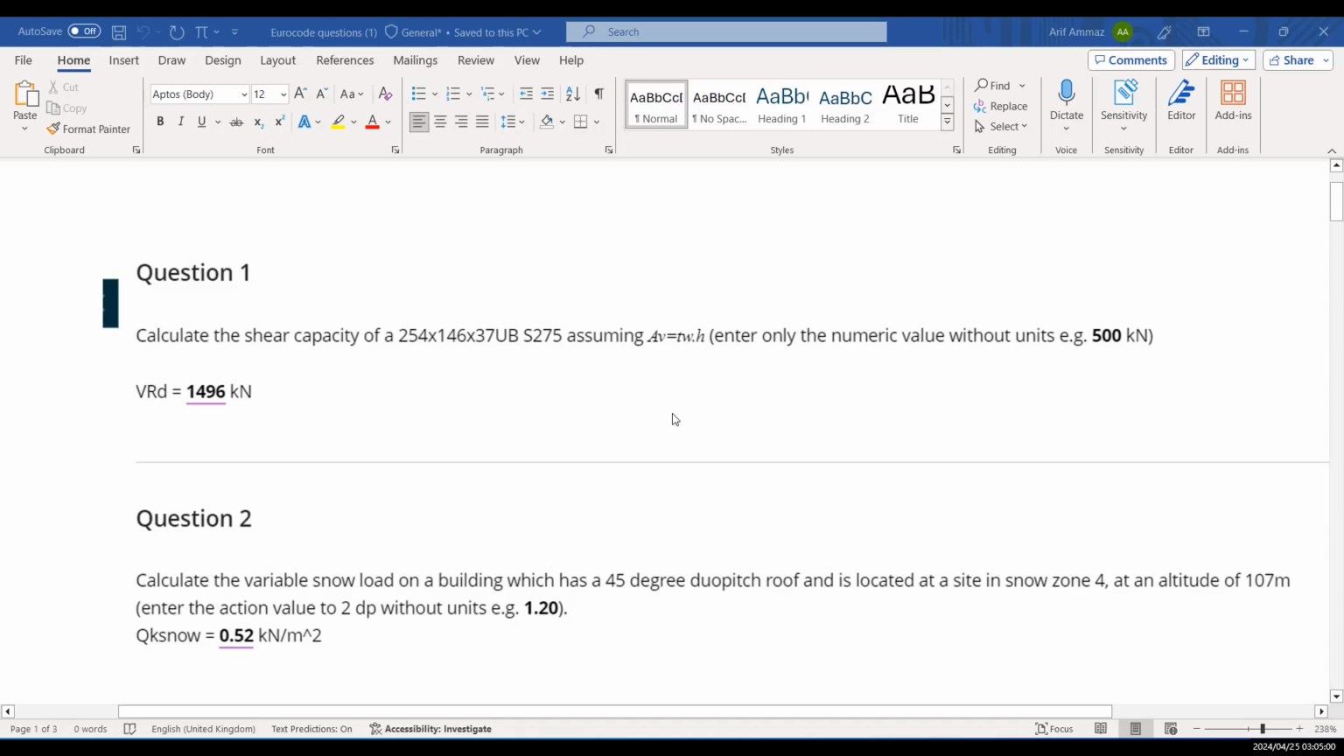So the first question is: calculate the shear capacity of a 254 by 146 by 37 UB, assuming grade 275. First of all, you have to know the properties of the 254 by 146 by 37 UB. For this, you have a database known as the universal database. Let me show you the database. This is the database.